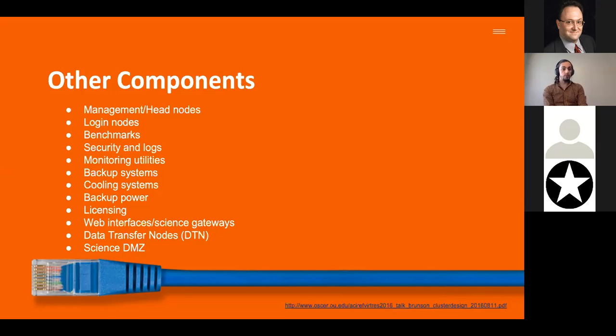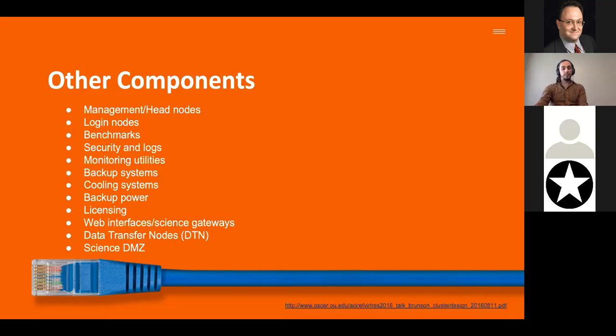And then comes the Science DMZ. The name is interesting. I learned about it more from Eli Dart, who started that concept a long time ago at ESnet. And the name kind of negates what it is.